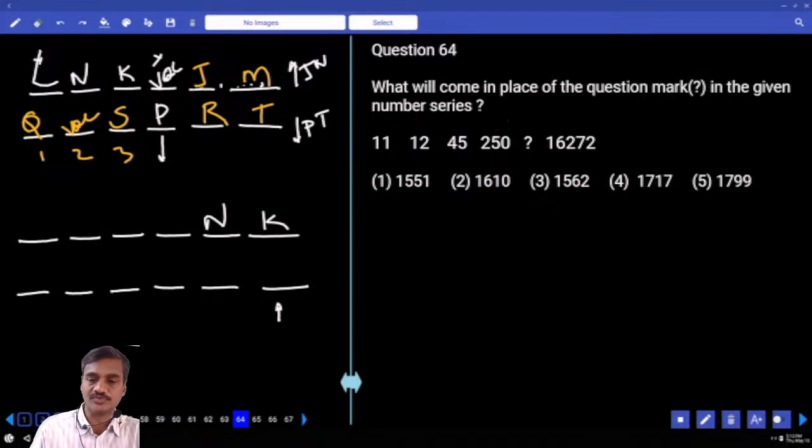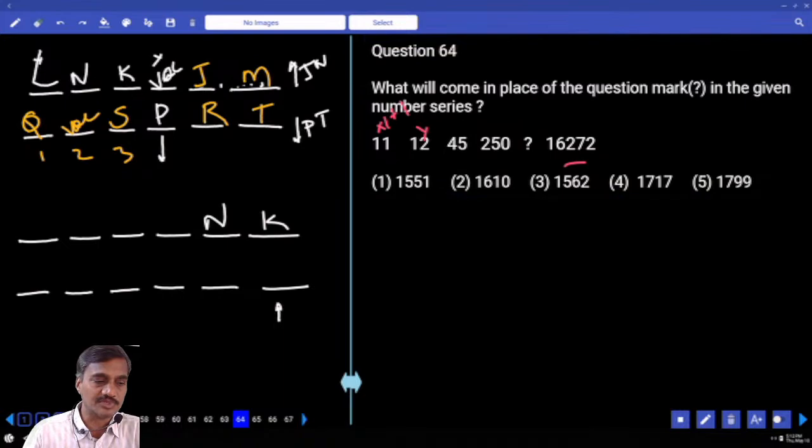Then coming to 64, starting with 11 and ending with 16272. Numbers are increasing at a very fast rate. It must be into 1 plus 1. The next one, 12 into how much? 12 into 3 plus 9. Into 1 plus 1 square, into 3 plus 3 square, into 5 plus 5 square.